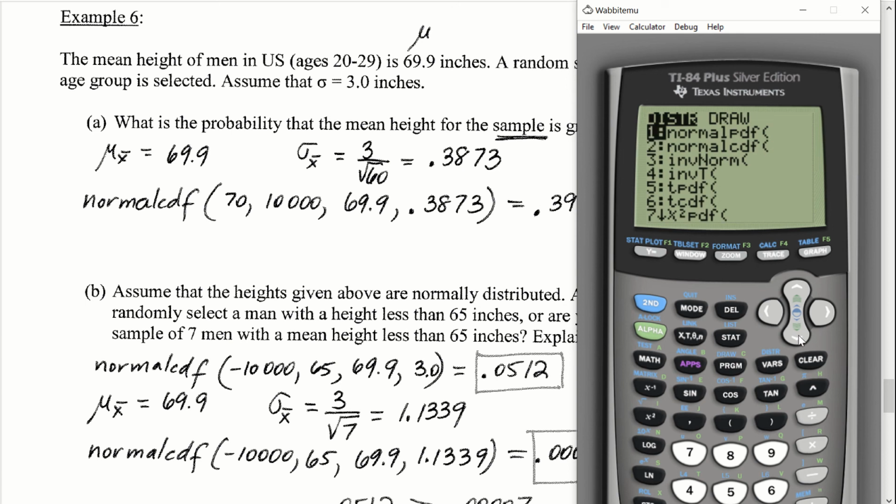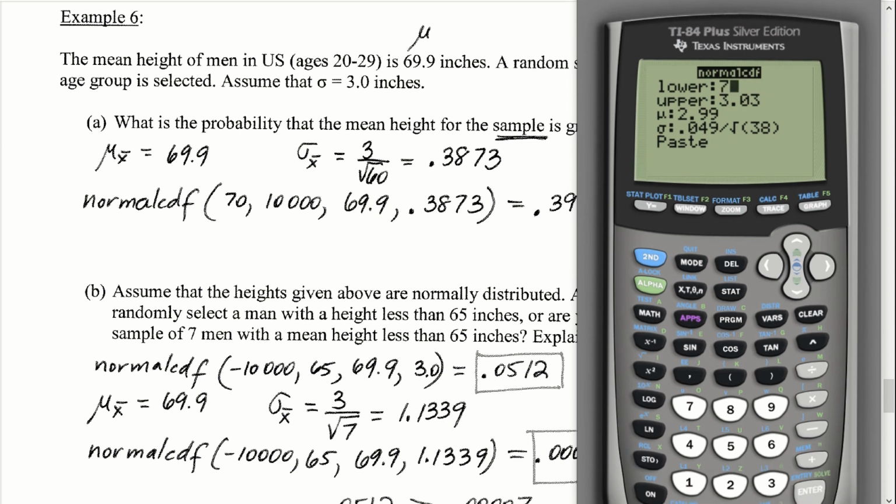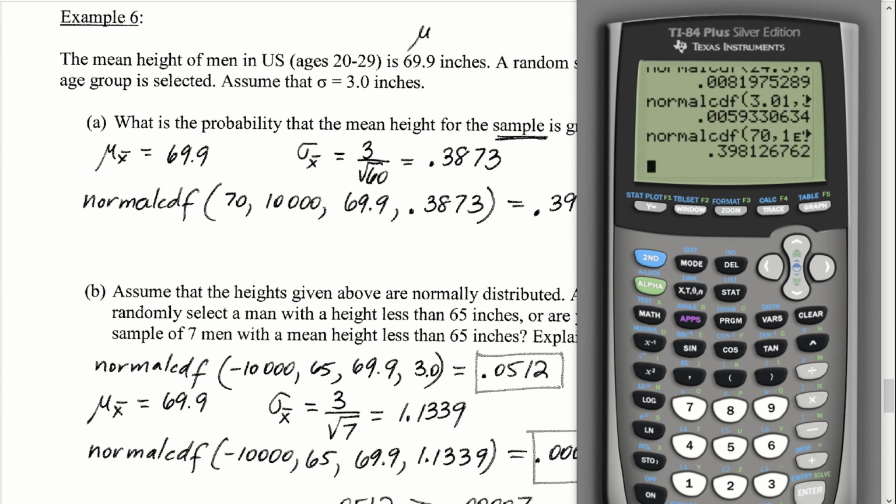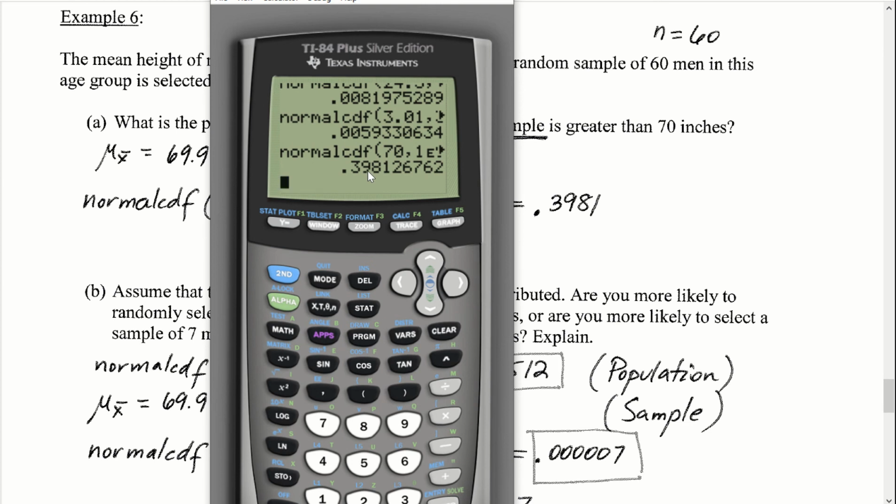We would go second, distribution, normal CDF. The lower bound would be 70. The upper bound is going to be positive infinity, which we use as 1 second comma 99, 1e99. The probability on a sample mean, we need to use mu sub x bar, which is 69.9. And then for sigma, we need to use sigma sub x bar, which I'm going to put in the exact value, the 3 divided by the square root of 60. Go ahead and hit enter, and we would get that to 4 places. This should round to 0.3981.